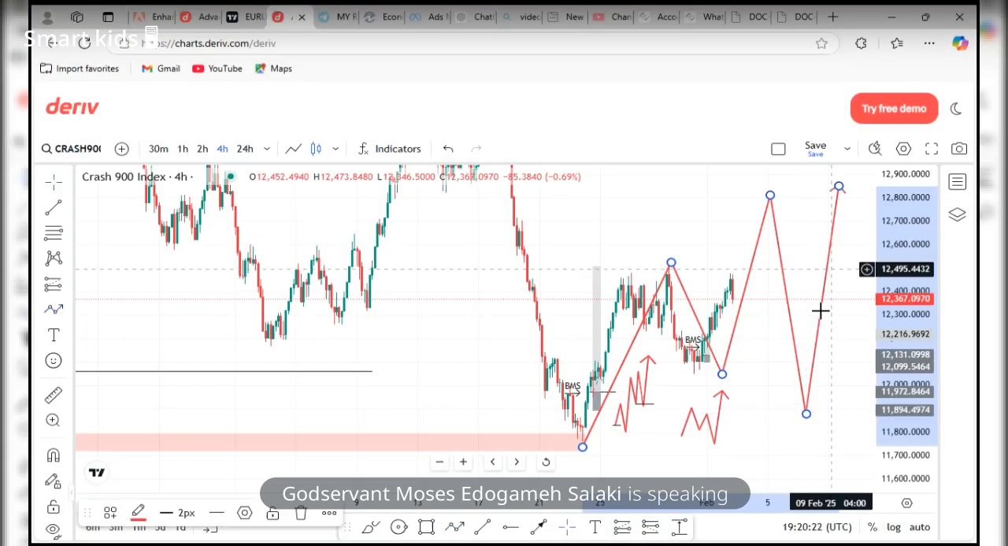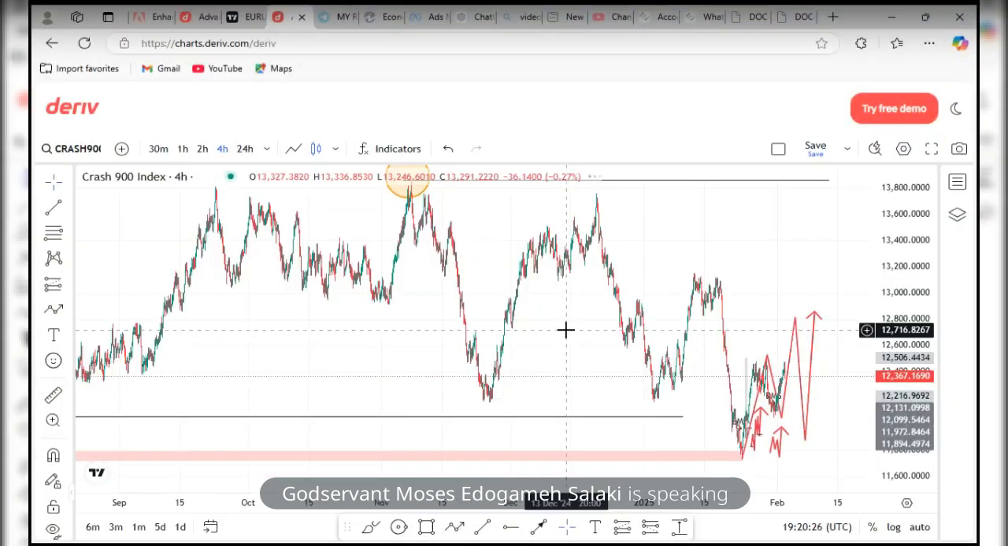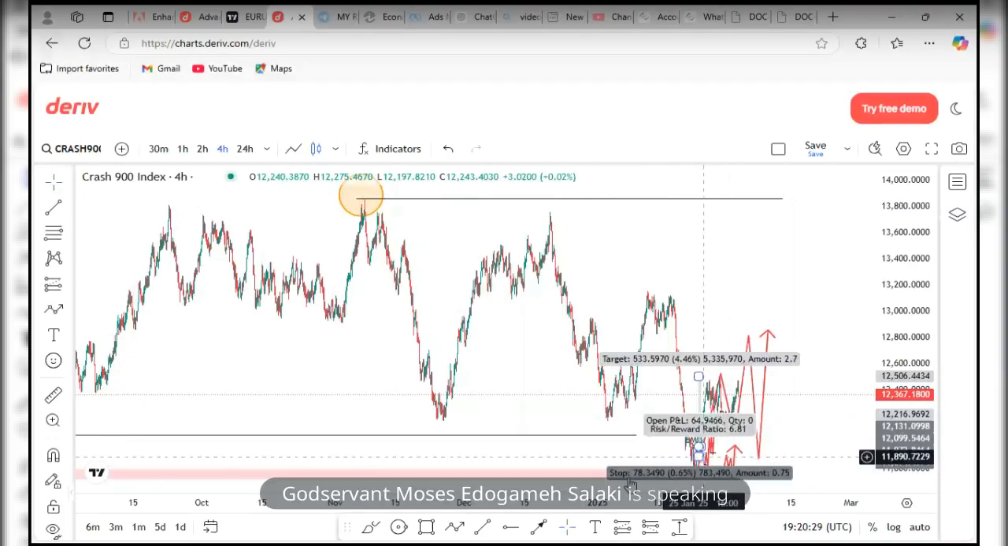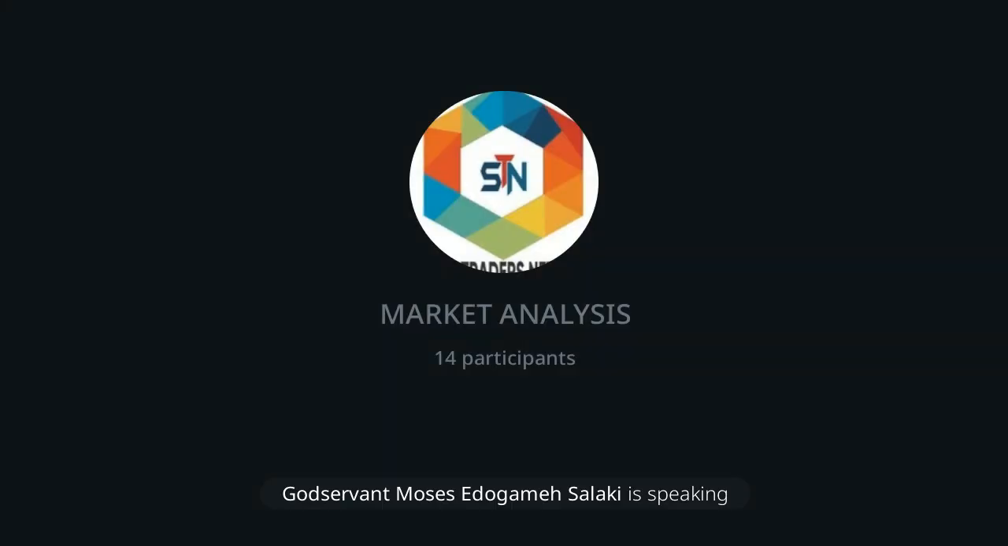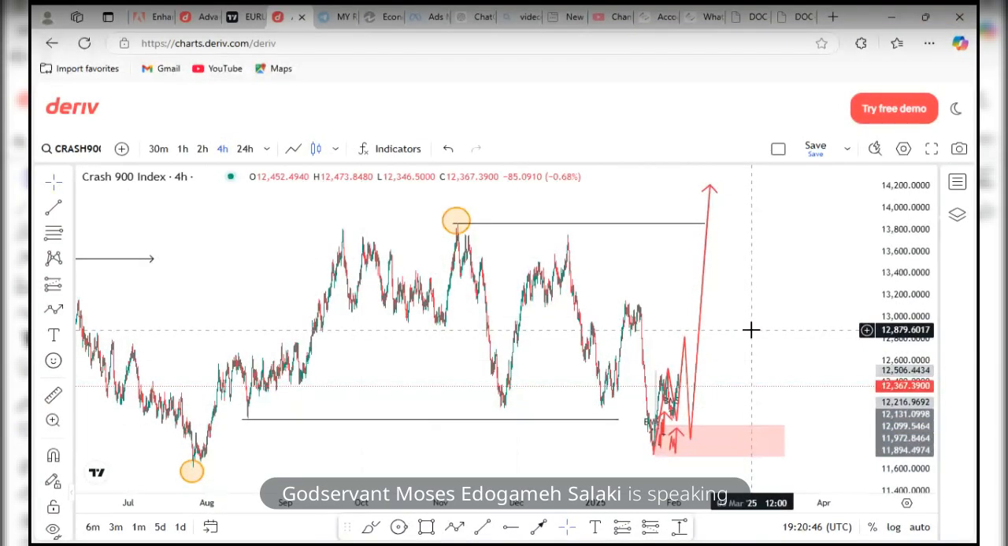But you'll be shocked, price can keep moving like this until price takes out this high. Then this zone becomes valid. If price takes out this high, then this zone will become valid for price to come back to. But all this move, you have already missed it. Now let me take you to Crash 1000.